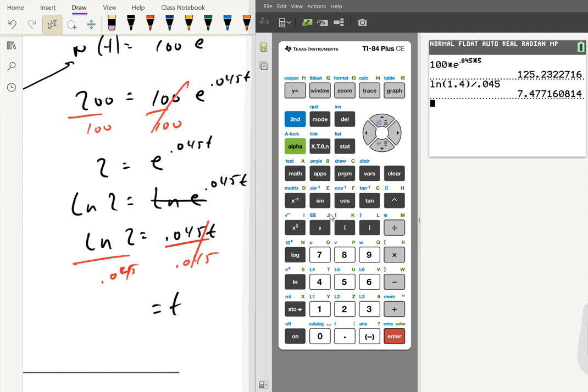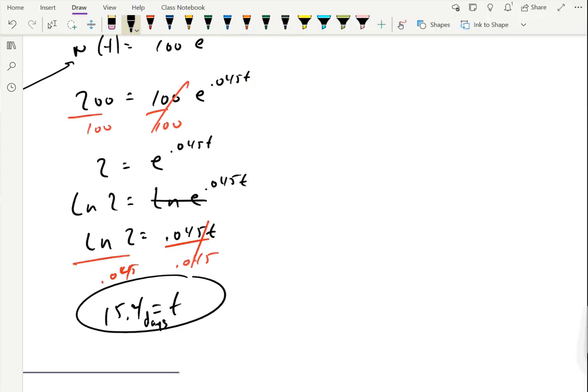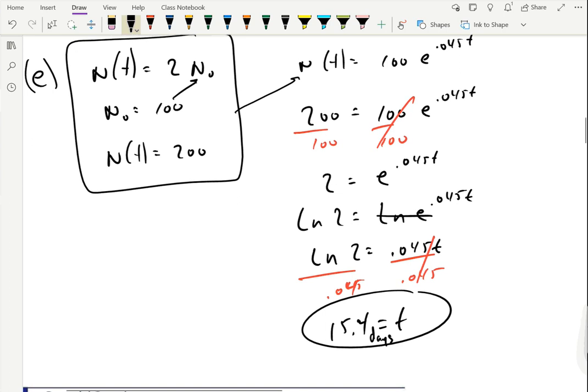So let's see, we're going to do natural log now of 2, and we're going to end up dividing this by 0.045. So we get 15.4. So it'll take 15.4 days to go ahead and double the number of cells, or this is the number of cells that we have in my population. Okay, so that would be the doubling time.